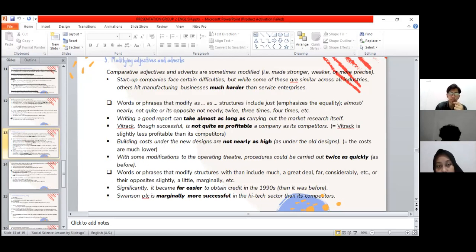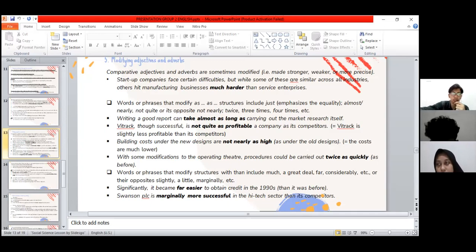What about phrases that modify as ... as structures? Modifiers include just, which emphasizes the equality, almost or nearly, not quite or its opposite, not nearly, twice, three times, four times, etc. Example: writing a good report can take almost as long as carrying out the market research itself. Number two: Fitrex is not quite as profitable a company as its competitors.